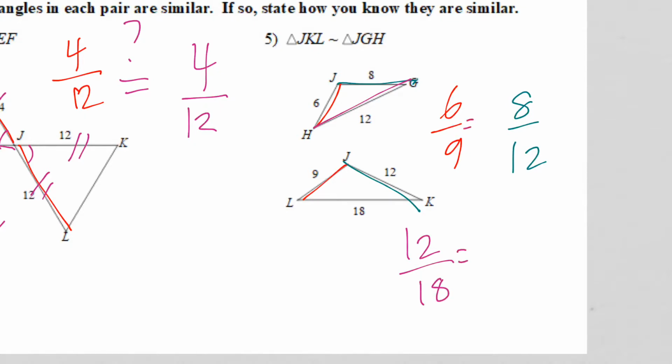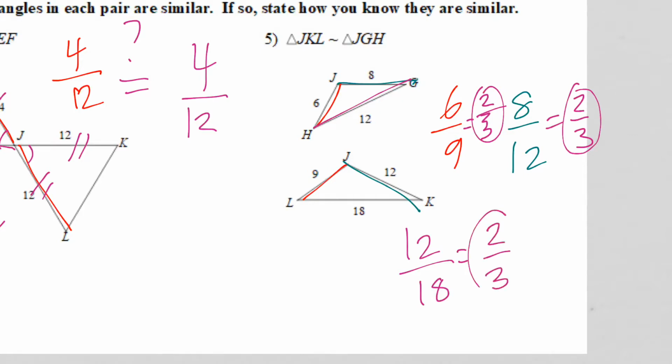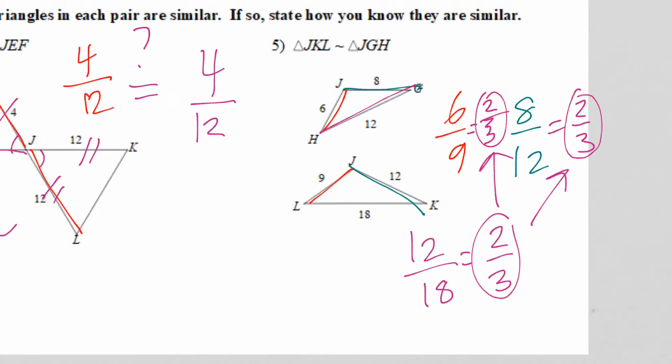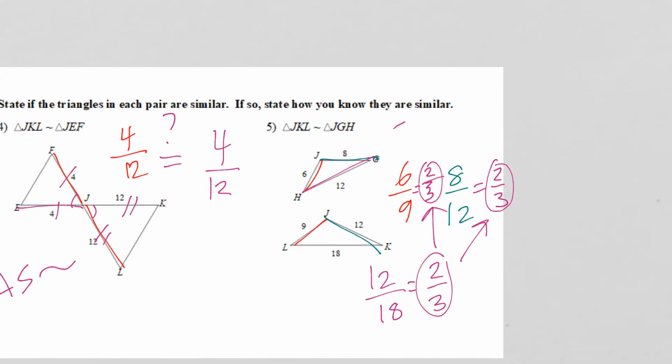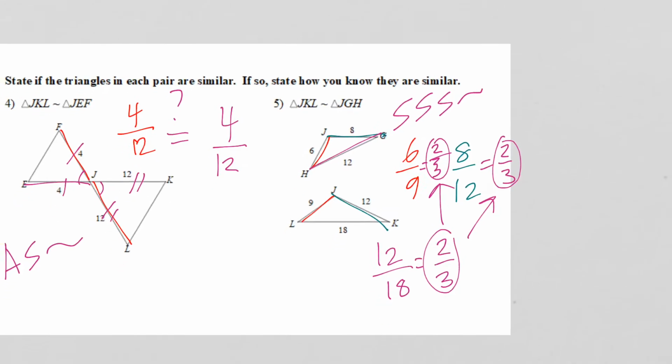So if I reduce all of these, here I get 2/3. If I reduce by 3, here if I reduce by 4, I get 2/3. So I'm getting the same thing. And here if I reduce by 6, I get 2/3. Are they all the same proportion? Yes. So because they only talked about sides, these two would be similar by side-side-side similarity, because the sides are all proportional.